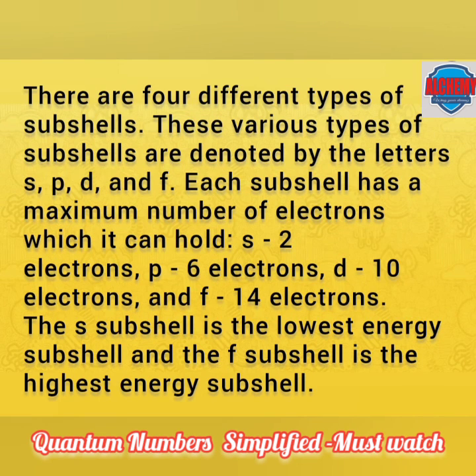There are four different types of subshells. These various types of subshells are denoted by the letters s, p, d, and f. Each subshell has a maximum number of electrons which it can hold. The s subshell can hold a maximum of 2 electrons, p can hold a maximum of 6 electrons, d a maximum of 10 electrons, and f a maximum of 14 electrons. The s subshell is the lowest energy subshell, and the f subshell is the highest energy subshell.